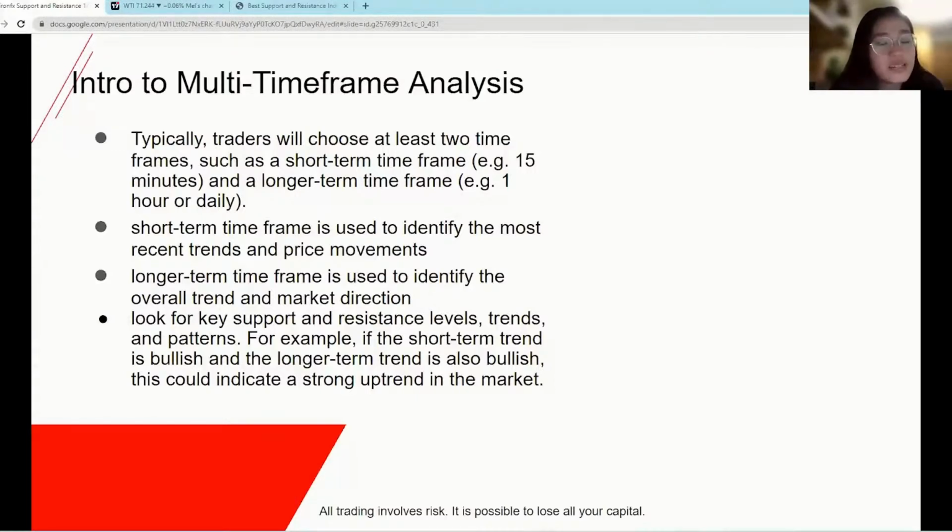Once the time frames are selected, the trader will then analyze the market from each time frame, looking for support and resistance levels, trends, and patterns. For example, if the short-term trend is bullish and the longer-term trend is also bullish, this could indicate a strong uptrend in the market. And the reverse is true, of course. The trader can then use this information to make more informed trading decisions. So overall, multi-time frame analysis can help a beginner trader gain a better understanding of the market and make more informed trading decisions by looking at the bigger picture, and analyzing trends and patterns from the different time frames.